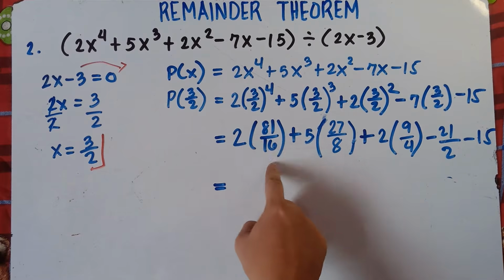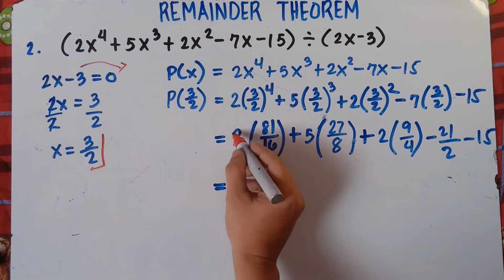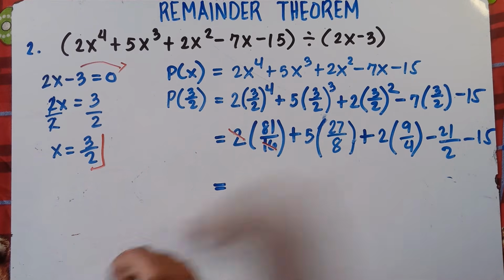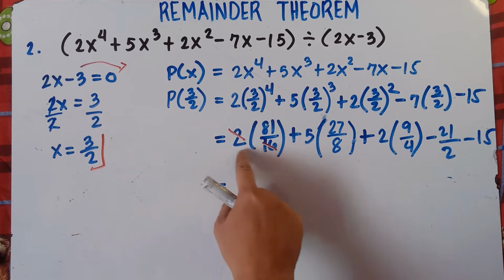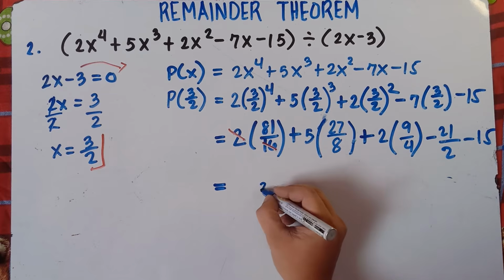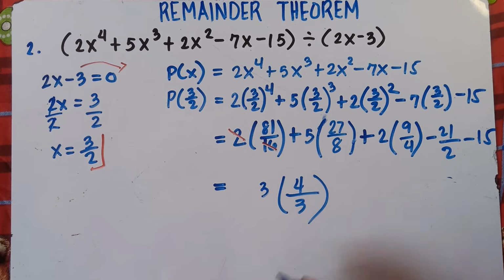2 and 16, can we reduce 2 and 16? Yep, we can divide 2 by 2, and we can also divide 16 by 2. So before multiplying, class, please reduce the fraction. Okay, if you can reduce, for example, class, 3 over 4, 3 times 4 over 3.